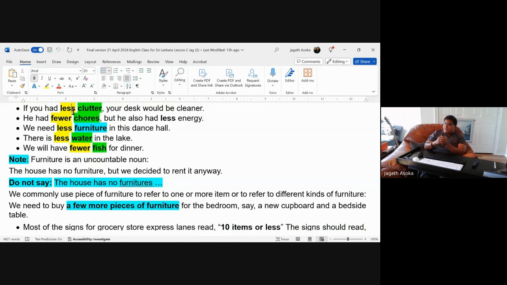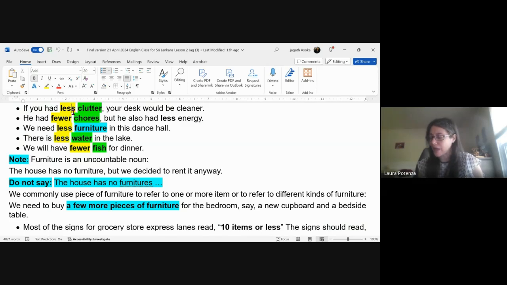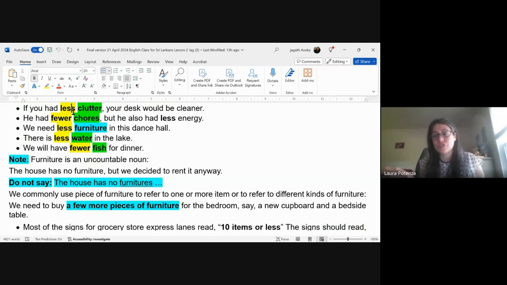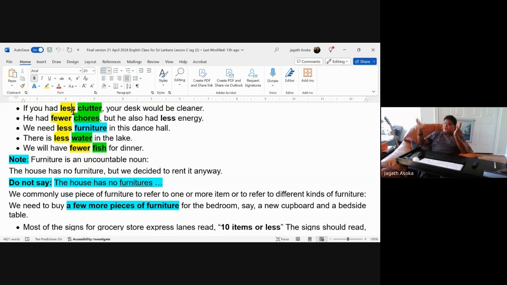But couldn't you say I have fewer pieces of furniture in the room? You can say I have fewer chairs, fewer tables, because now you can actually count. When you say furniture, you are referring to the entire thing, not items. That's the difference.